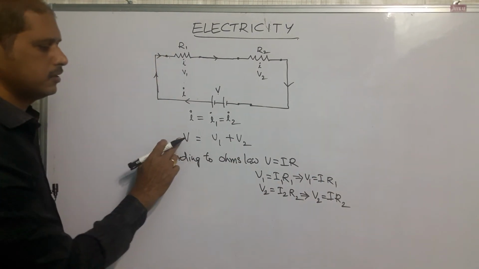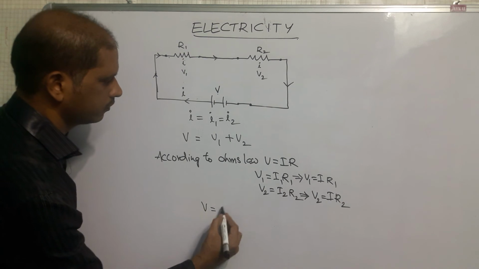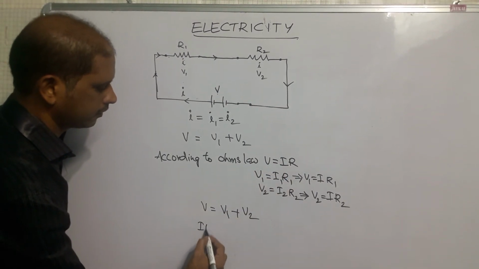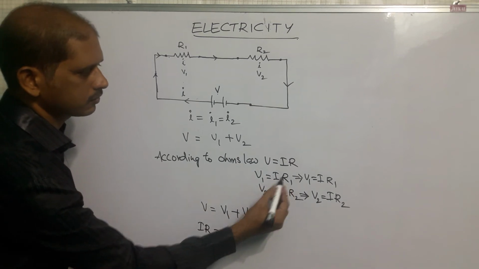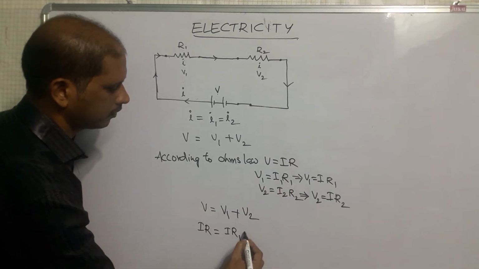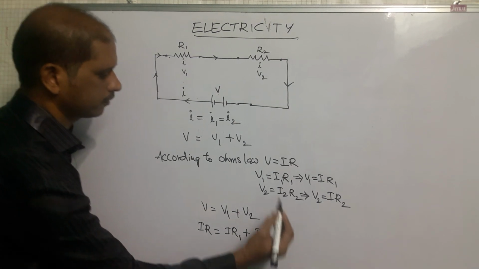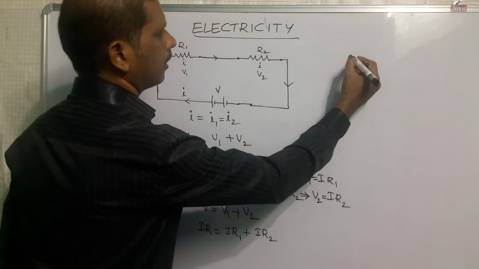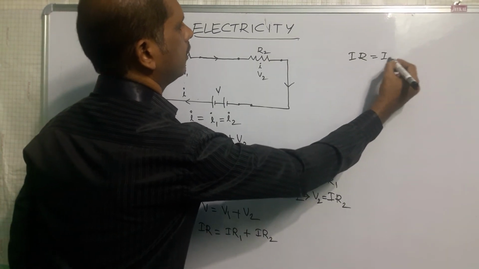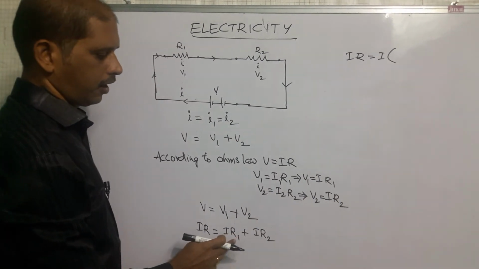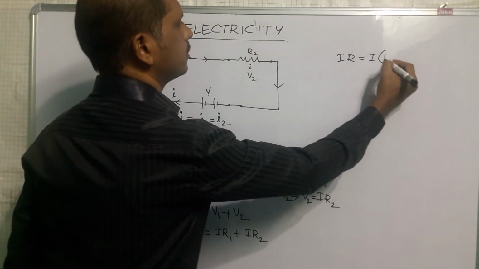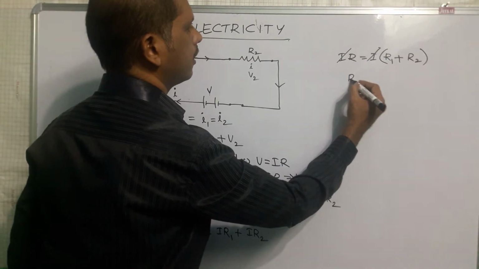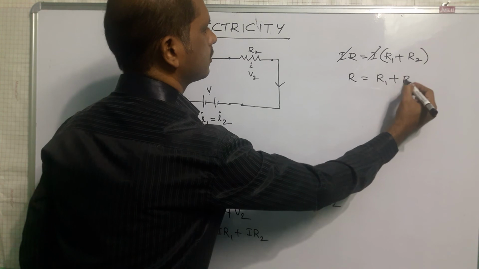Now substitute the values in this equation. V is equal to V1 plus V2, so IR is equal to IR1 plus IR2. Here I can be taken as common, so IR is equal to I times R1 plus R2. I cancels, so R is equal to R1 plus R2.